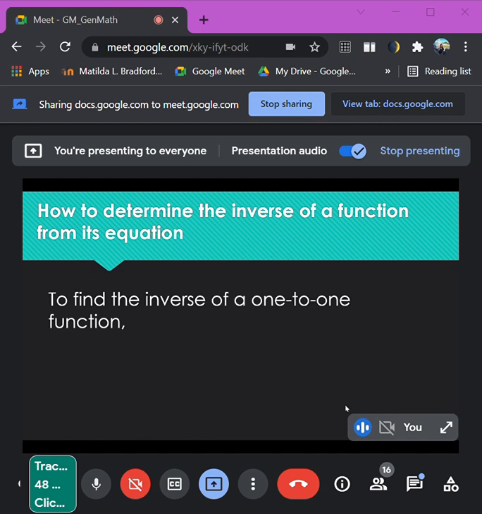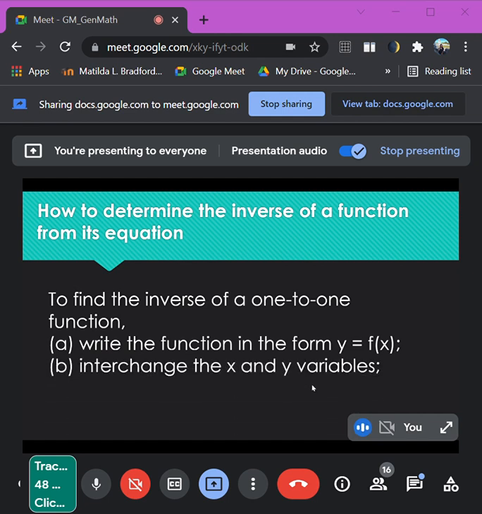How to determine the inverse of a function from its equation? So we have here this one. These are the steps already. So you're going to write the function in the form of y is equals to f of x. You are going to interchange the x and y variables and then solve for y in terms of x.